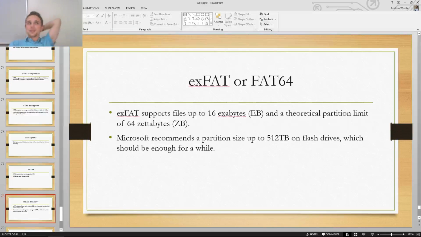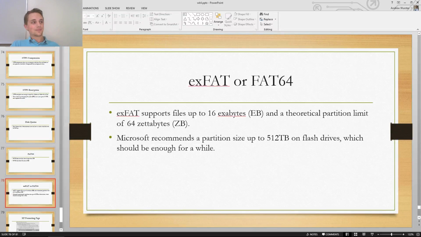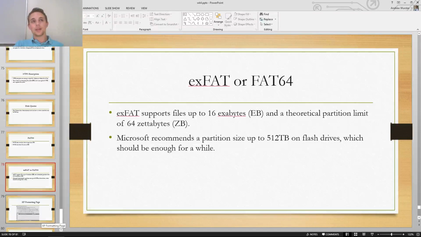Theoretical partition limit of 64 zettabytes. So you have theoretical limits of the amount of partitions with GPT, and then you have theoretical limits of 64 zettabytes per partition. But Microsoft recommends 512 terabytes maximum per partition. So we should be okay for a while. But hey, you never know. Look what Bill Gates said about the limits of size, what we'll ever need.